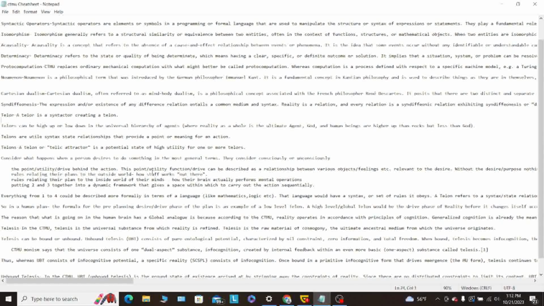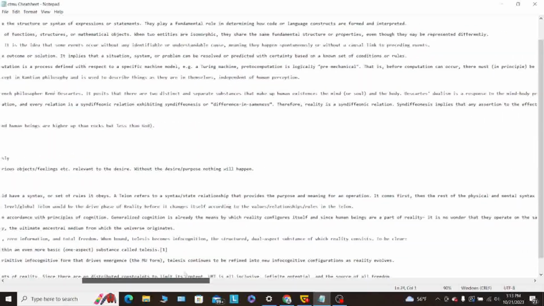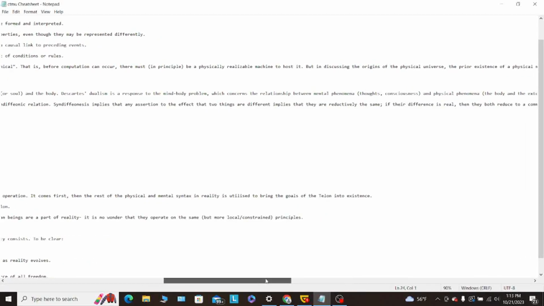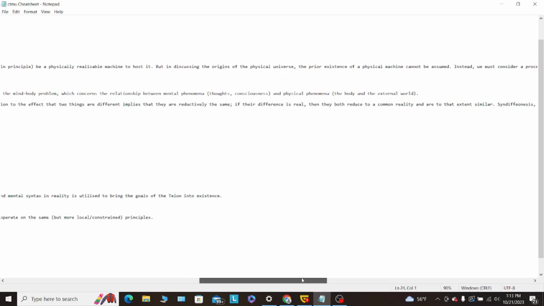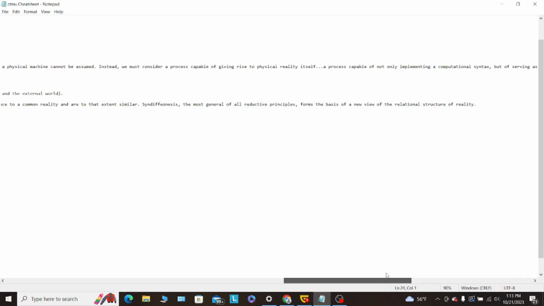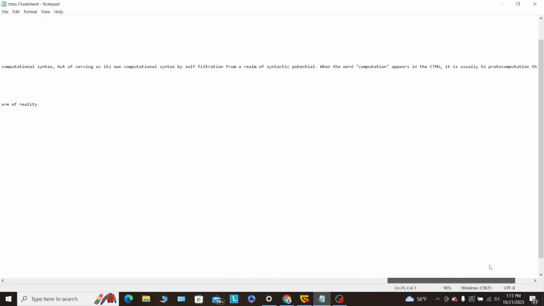Okay, proto-computation replaces ordinary mechanical computation with what might be better called proto-computation. Whereas computation is a process defined with respect to a specific machine model, e.g., a Turing machine, proto-computation is logically pre-mechanical. That is, before computation can occur, there must, in principle, be a physically realizable machine to host it. But in discussing the origins of the physical universe, the prior existence of a physical machine cannot be assumed. Instead, we must consider a process capable of giving rise to physical reality itself, a process capable of not only implementing a computational syntax, but of serving as its own computational syntax by self-filtration from a realm of syntactic potential. When the word computation appears in the CTMU, it is usually proto-computation that reference is being made to.